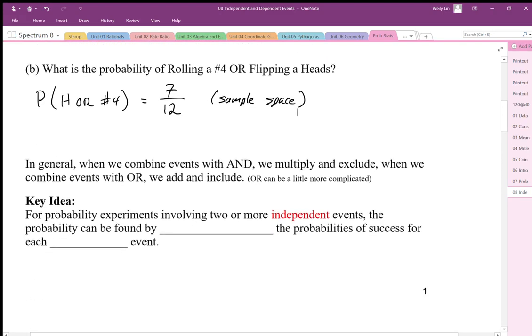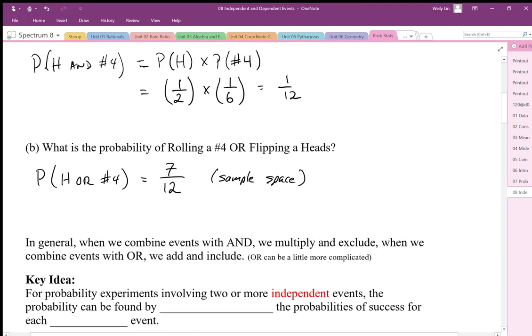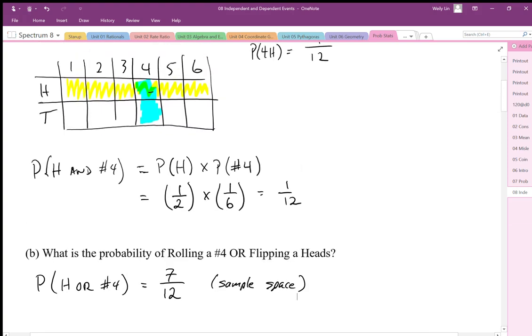So in general, when we have combined events with AND, we can multiply. And when we have combined events with OR, it's a little bit harder. We have to kind of combine things together. It's what we call inclusive, whereas with AND, we just exclude. So we don't include as much. What we do is we try to exclude everything except for the overlapping 4 and heads when we combine it with AND. So it is a little bit easier.